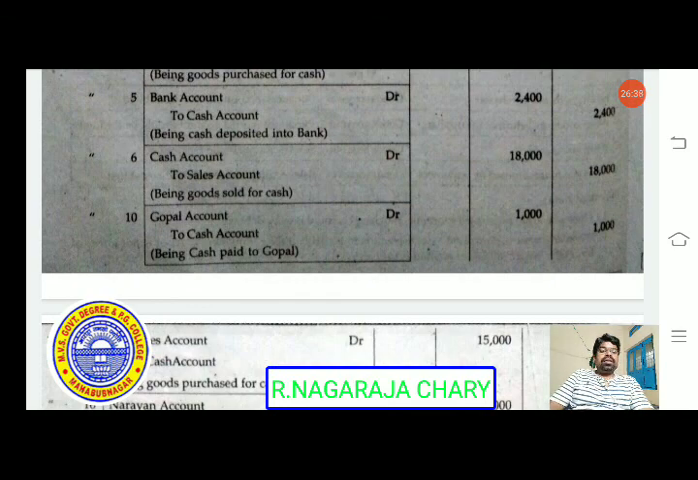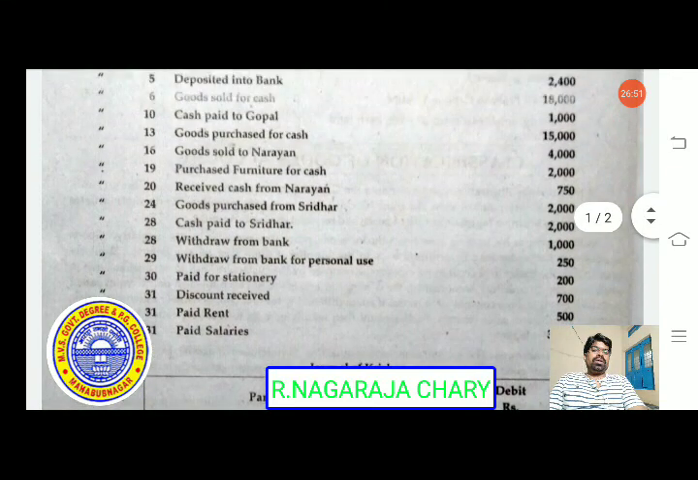So that is why the cash account is to be credited. So Gopal account debtor to cash account, that is 1000, 1000. The narration is being cash paid to Gopal, right. Two aspects we have to identify.